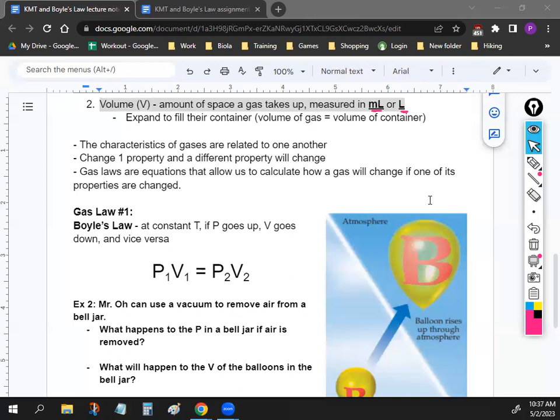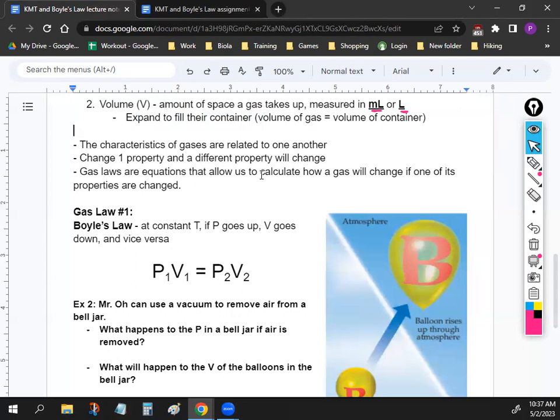So if I ripped a really bad one, eventually it would spread out and expand to fill this container, this room that we're in right now, right? And so the volume of the gas would be the volume, the size of this classroom. So that's what volume basically is. And gases, they expand to fill their container, okay?